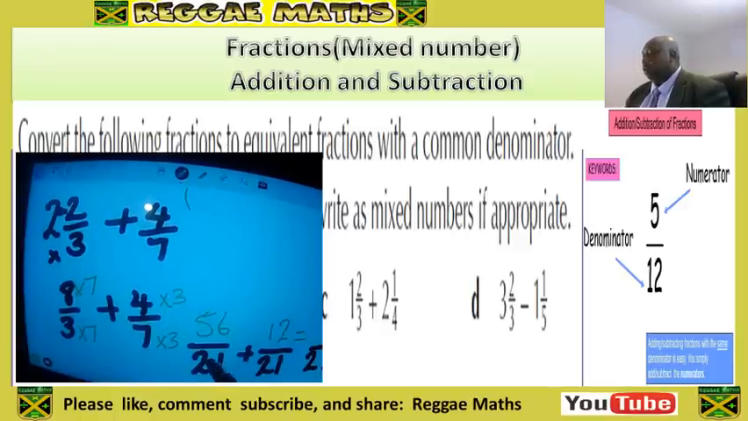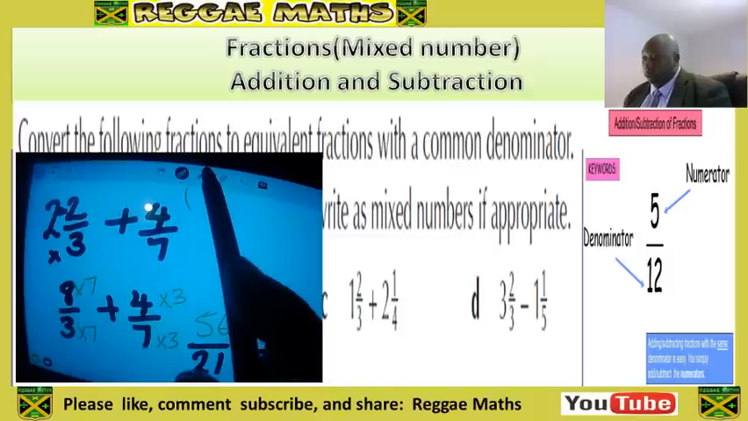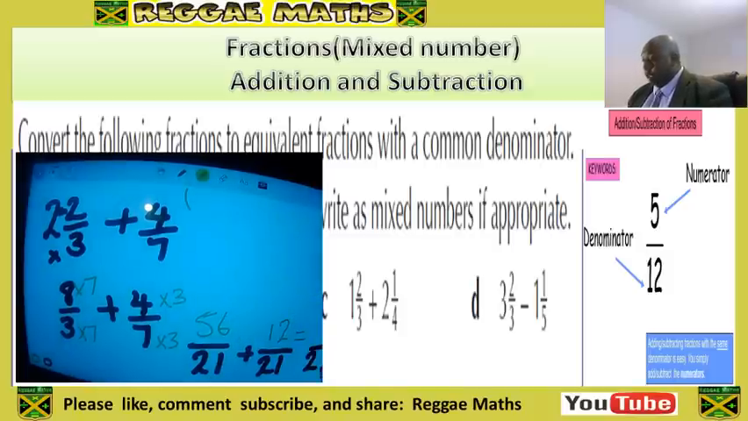Okay, now what I'm going to do here is ask you to add these two together. The denominator remains the same. You add only the top, which is the numerator. So we got 56 plus 12. So 6 plus 2, that's 8. And you got 5 plus 1 is 6.